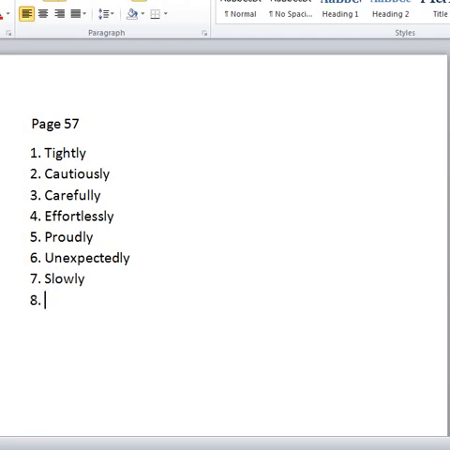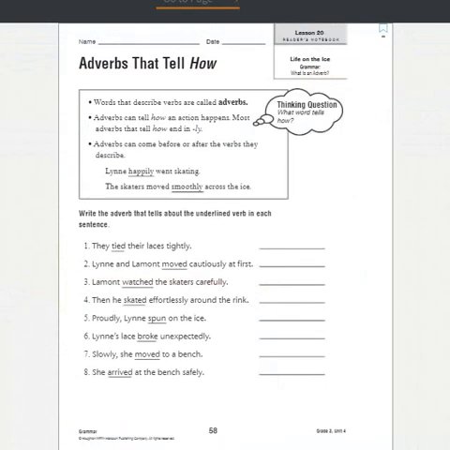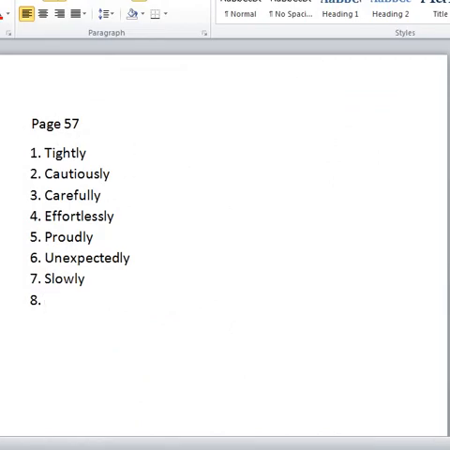Okay, number 8. Last one over here on this page. She arrived at the bench safely. So the verb is arrived. How did she arrive? She arrived safely. So we're going to say safely is our adverb in this sentence. And you guys notice that all these words have what at the end? They have ly, right? More lys.